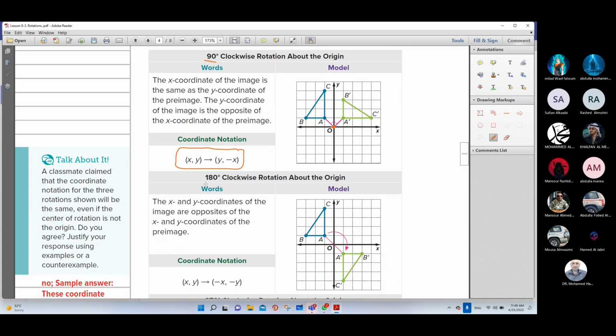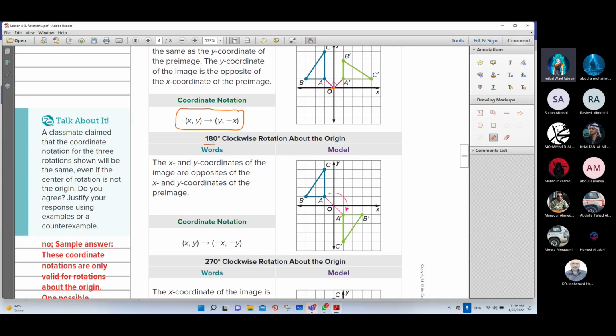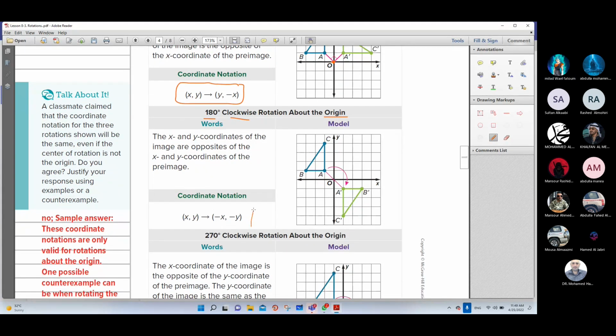If you have the angle 180, clockwise rotation about the origin, the x and y coordinates of the image are the opposite of the x and y coordinates of the pre-image. When you have the angle 180, clockwise, and the center at the origin, you can use this rule: take the opposite of the value of x, and the opposite of the value of y. So (x, y) will be (-x, -y).